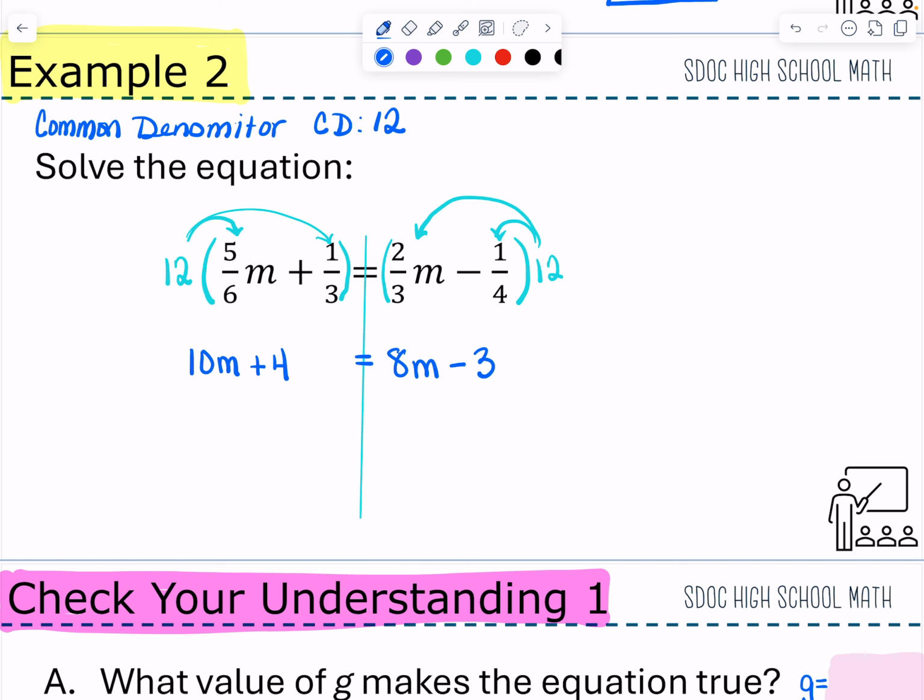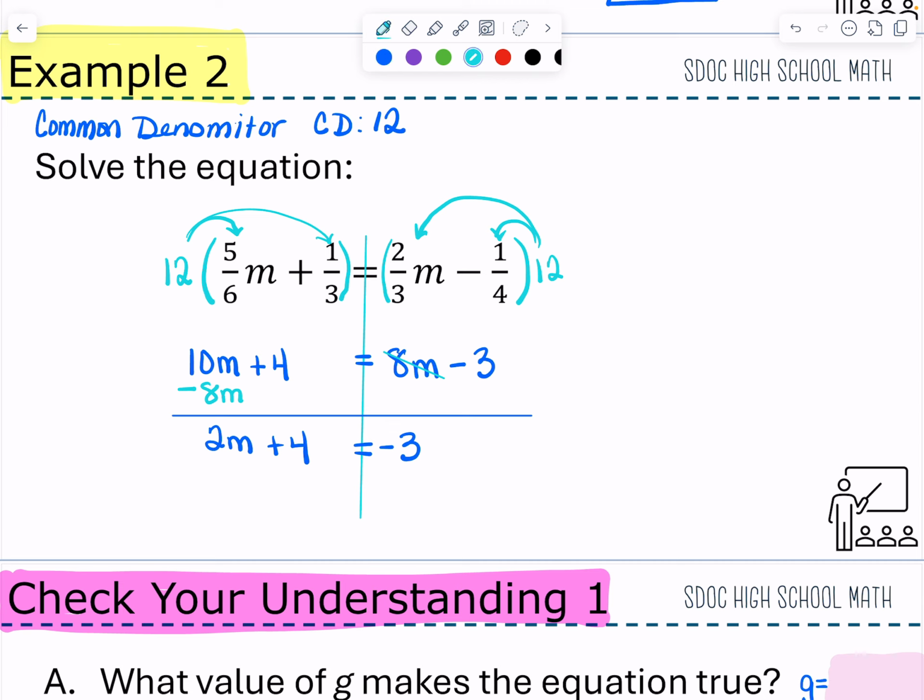Now we're going to go back to solving this for the variable m. When I'm starting to solve for m, I want to get rid of the smaller one. So which one's smaller, 10m or 8m? So I get rid of 8m on the right side, but I have to move it to the left side, and it is the inverse operation. So now it is a negative 8m. Whenever it jumps over that equal sign, it changes operations. That's called inverse operation. So 10m minus 8m is 2m plus 4 equals negative 3.